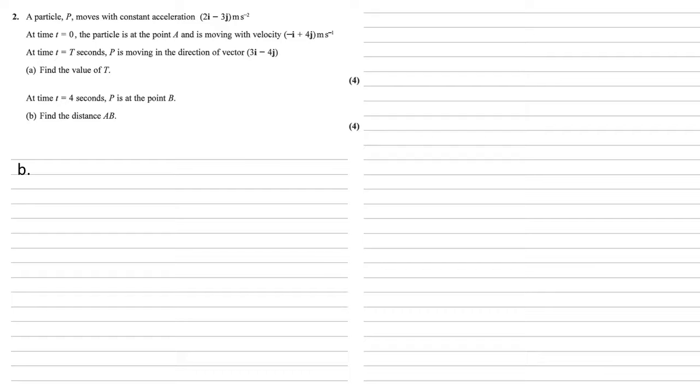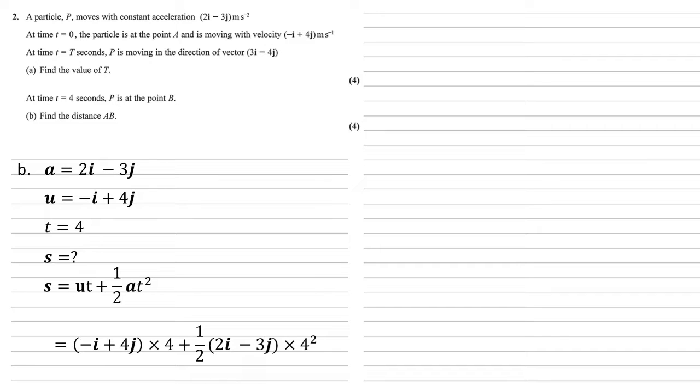At time t equals 4 seconds, P is at the point B. We need to find the distance AB. So again, let's look at what we've got. We've got an acceleration. We've got our initial velocity. We've got a time of 4 seconds. And we want to find a displacement, s. So we need a formula that involves a, u, t and s. So we're going to use s equals ut plus half at squared.